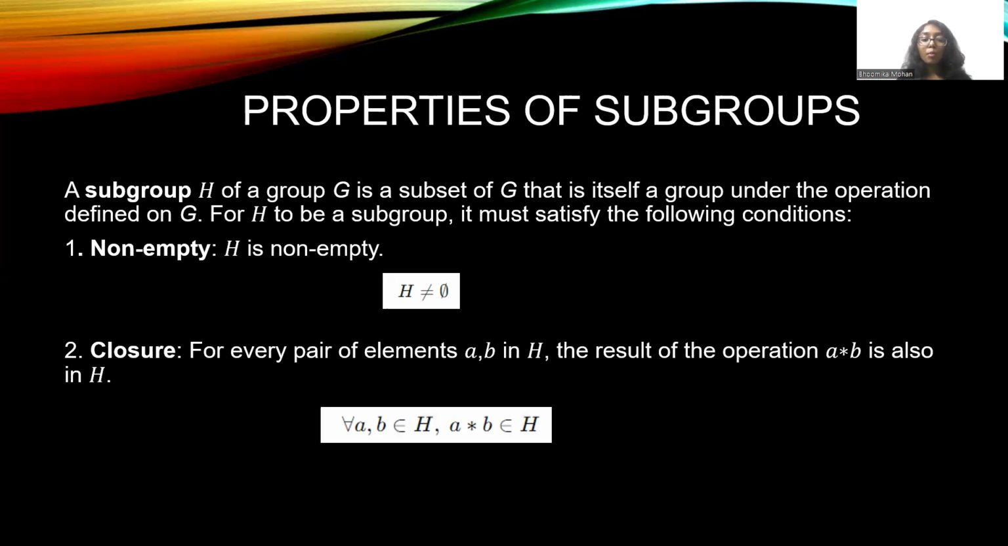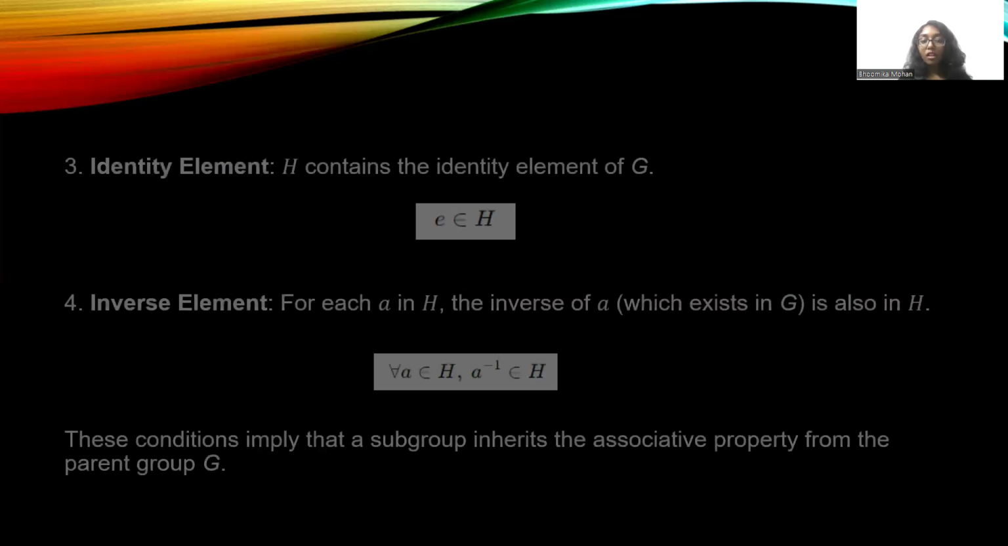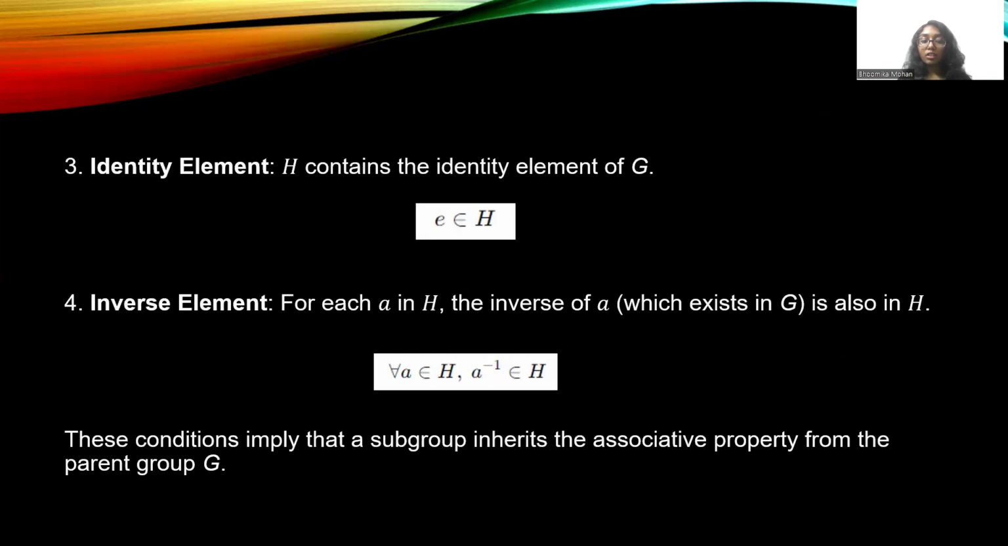Second one is the closure property that tells for every pair of elements A, B in H, the result of the operation A star B is also in H. This in symbolical form is represented as for all A, B belongs to H, A star B belongs to H. Coming to the third property, that is identity element, H contains the identity element of G. This in symbolical form is represented as E belongs to H.